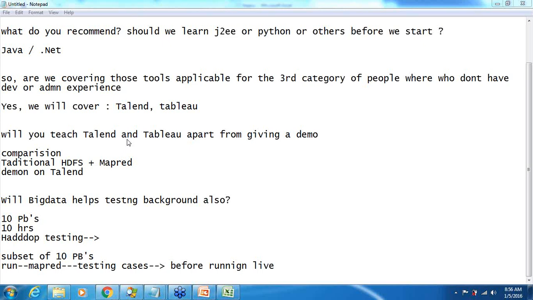So definitely yes, it needs some testing, and there are some specific tools which are helpful in terms of doing testing and which support Hadoop tools. Hope I have answered most of their queries.